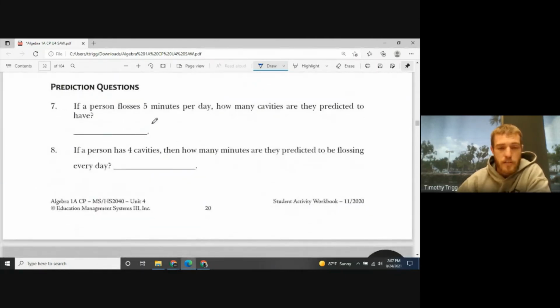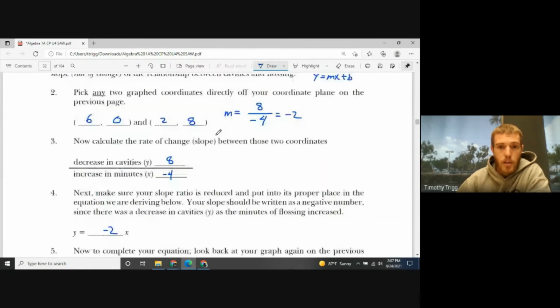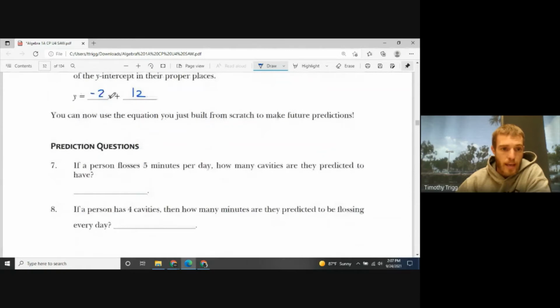If a person flosses 5 minutes per day, how many cavities are they predicted to have? So we're going to go ahead and use our equation, and x will be 5 because that's time. So instead of x, you're going to put 5. So that's going to be y equals negative 2 times 5 plus 12. So that equals negative 10 plus 12, which is 2. So 2 cavities.